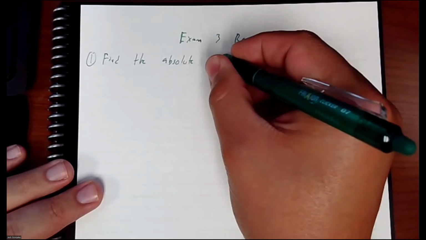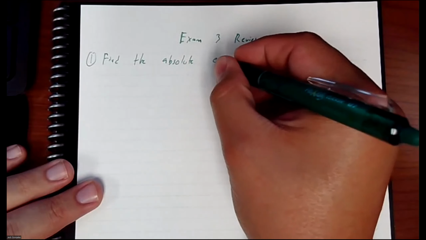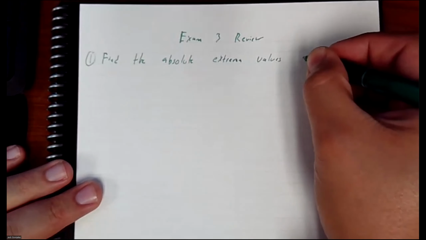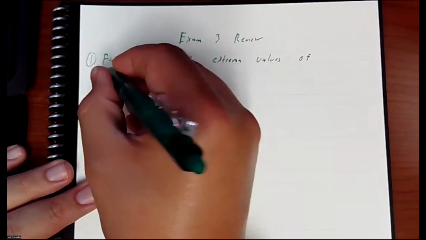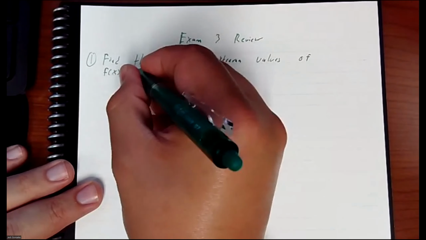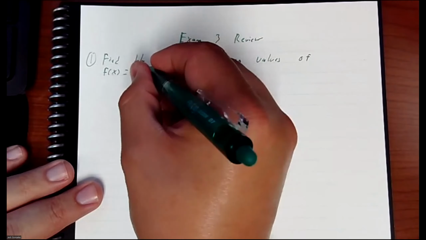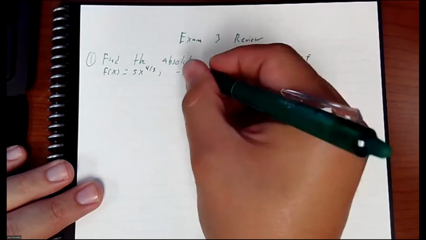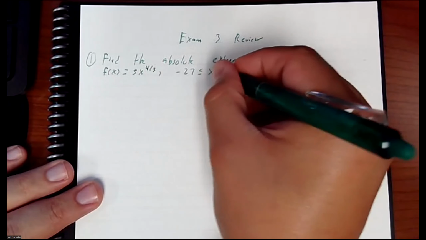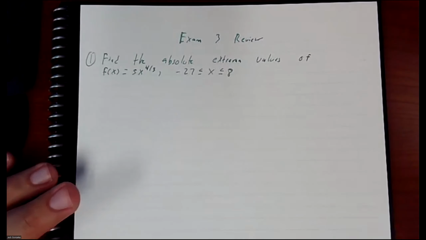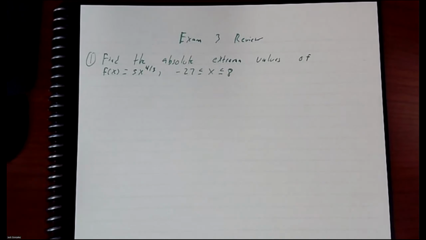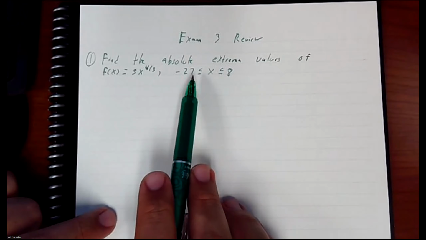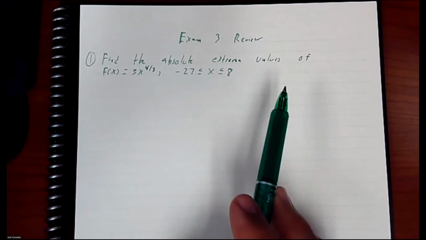Find the absolute extrema values of f of x equal to 5x to the 4/3, from negative 27 less than or equal to x less than or equal to 8. Now, if they ask for the maximum, minimum, or absolute extrema, and they give you a range of values, then you got to check the endpoints and the critical value.